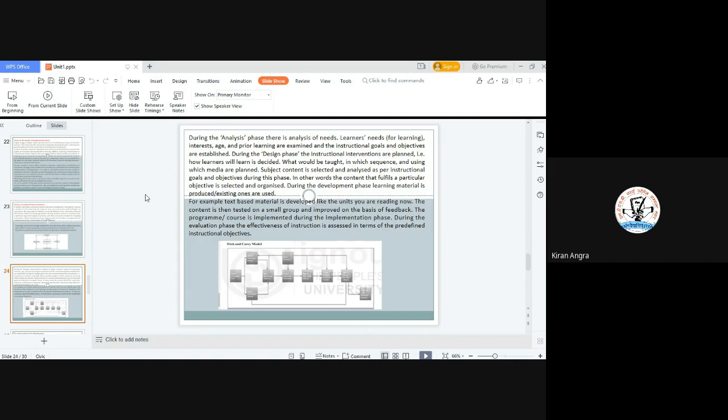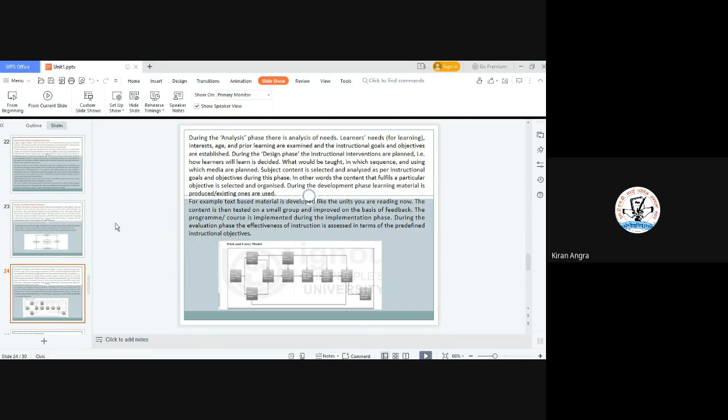This diagram is clear. If you see, the instructional goals are bifurcated into two, which I have discussed. In these instructional goals, there is a direct analysis, and then analysis at the entry level. Analyze the entry behavior of the learners.